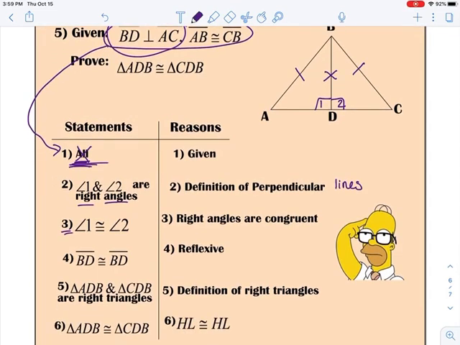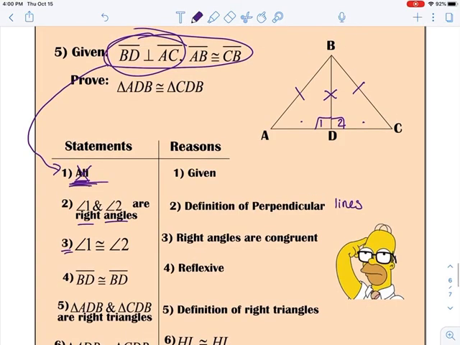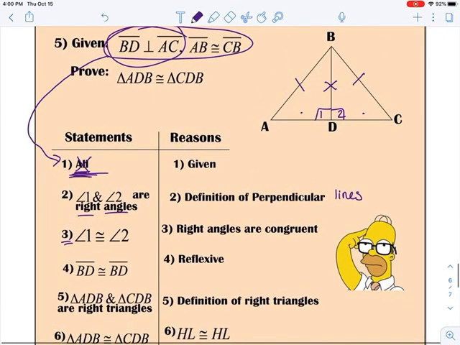The next thing that they did was they said that triangle ADB and triangle CDB are right triangles. Why is that? Definition of right triangles. A right triangle has one right angle in it. So again, you have a right angle on the left and a right angle on the right. Okay, so once you know that you have your right triangles, if I tried to look at this without saying that those are right angles, this would be angle, side, side. You cannot do angle, side, side.